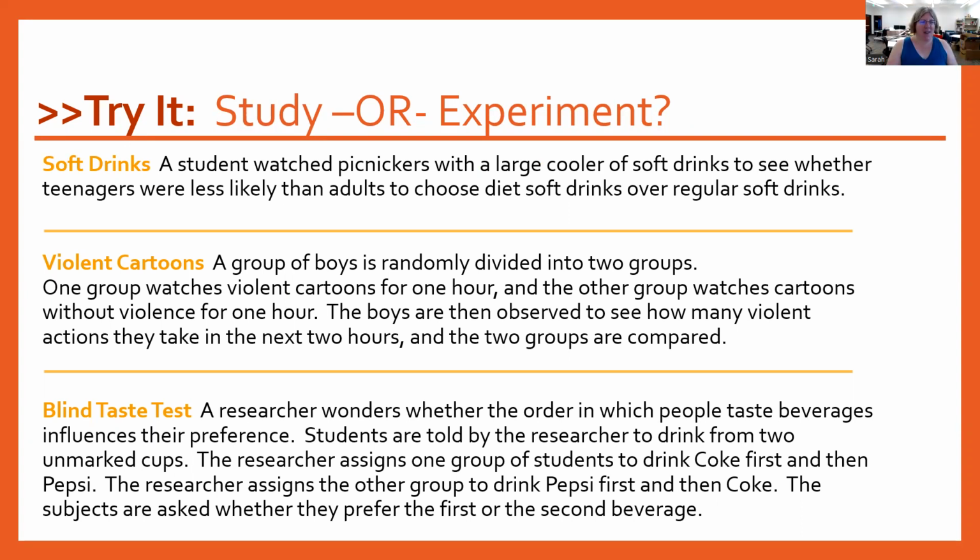Okay, so hopefully you gave those a try. Let's look at this first one. A student watched picnickers with a large cooler of soft drinks to see whether teenagers were less likely than adults to choose diet soft drinks over regular soft drinks. So there's no manipulation of factors going on here. So this is going to be an observational study.